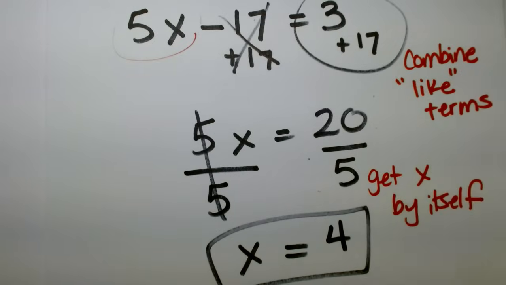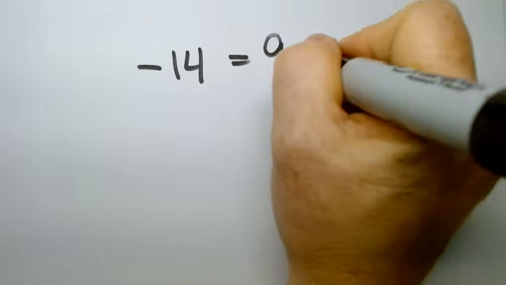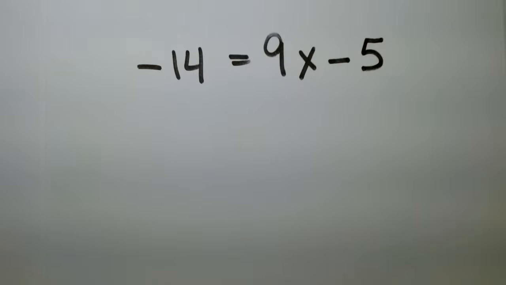All right, you ready to do another one? Minus 14 equals 9x minus 5. Okay, you start this one. Go ahead and do the first one. What do you need to do first? Okay, that's right. You're going to combine like terms. So what are those like terms?